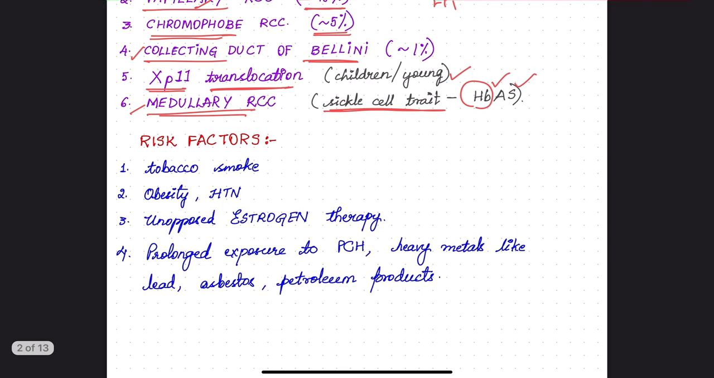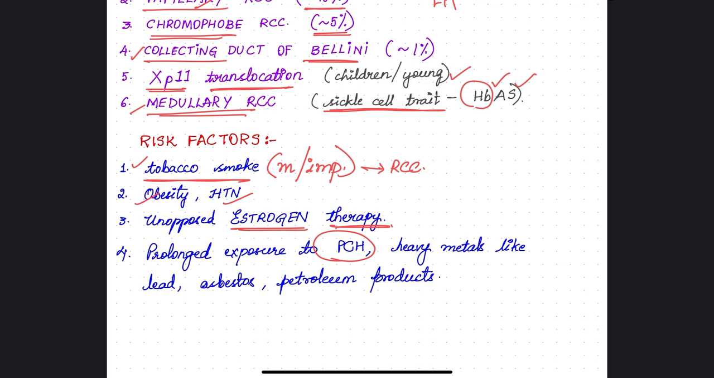The risk factors in general for all the RCCs, in sporadic cases, begin with tobacco smoke. This is the most significant risk factor for RCC. Other lifestyle factors are obesity and hypertension, more common in women. Unopposed estrogen therapy in postmenopausal women can also lead to RCC. Prolonged exposure to polycyclic hydrocarbons, found in tobacco smoke and coal tar, and heavy exposure to heavy metals and occupational hazards like lead, asbestos, and petroleum products are all risk factors for RCCs. The genetic causes are individual for each variant.